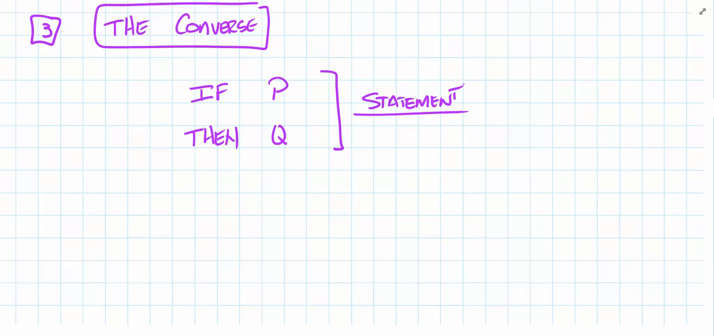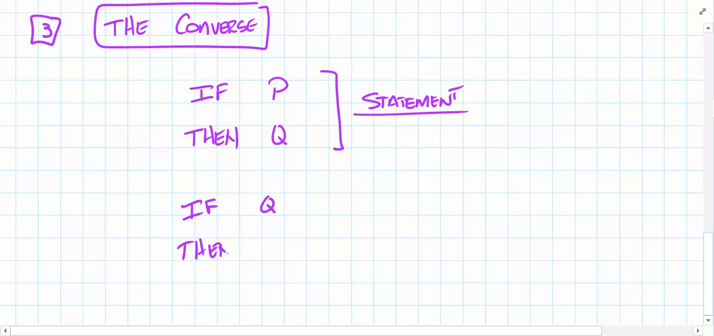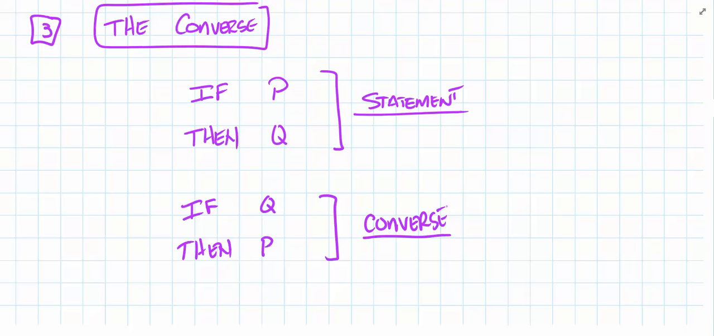Now, check this out. If I just do this, if Q, then P. What did I just do? Switched them, right? See that? Switched them. This is called the converse to my statement, all right? So if I'm given a statement, if P, then Q, all I got to do to get the converse is to do what? Switch them. That's right.